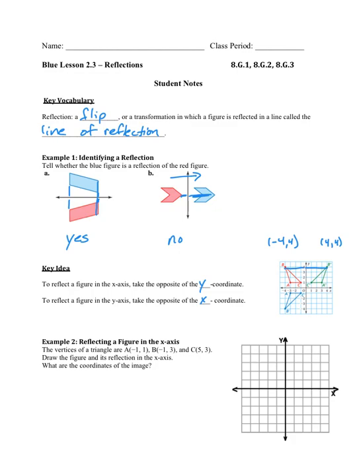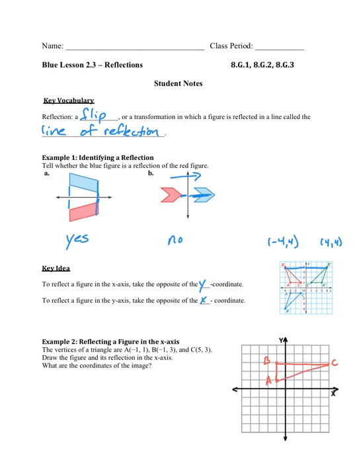So next, we're going to go ahead and practice reflecting a figure in the x-axis. So I'm going to go ahead and draw my original figure in red. The vertices of this triangle are A at -1, 1, and B is at -1, 3. You should be drawing these too. And C is at 5, 3. So I have A, B, and C. And I'm going to connect those lines to make my triangle.